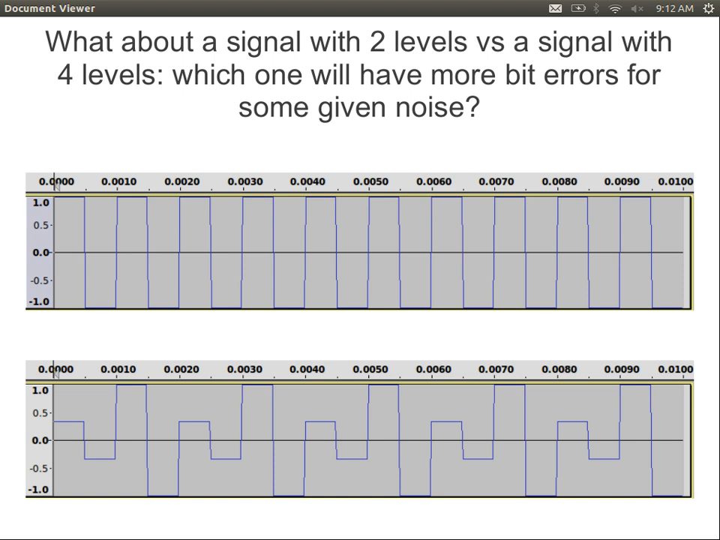Here we have four different levels. And in this specific example, we can say that it's plus 1, plus 0.33, minus 0.33, and minus 1. With four levels, if we want to be able to represent any sequence of bits, then we can at best map each level to 2 bits. Let's say I want to transmit this random sequence of bits. Well, there's 8 bits, that'll do.